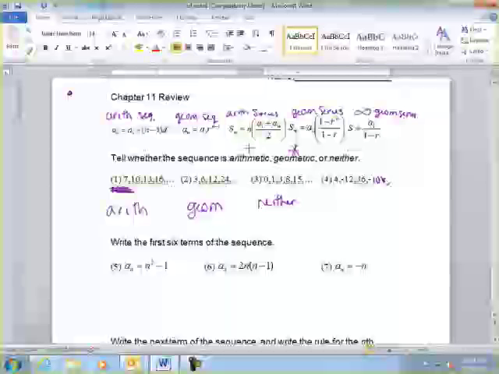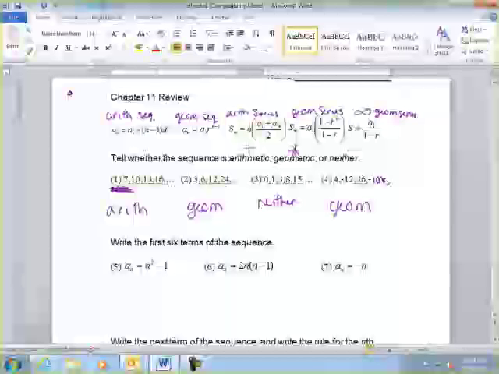It adds 1 and then 2 and then 5 and then 7. Multiplying doesn't work either, so that one doesn't fit either one of those patterns. And what about number 4? Geometric, what are we multiplying by? Negative 3. Questions on that?